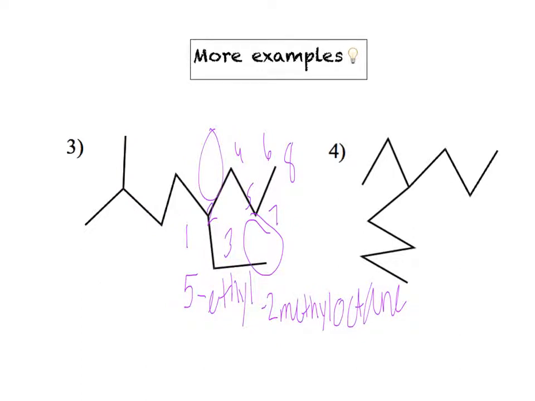In our fourth example, at first glance, this may look like a hexane. But as we stated before, we must locate the longest carbon chain in the alkane. Here is the longest carbon chain located in this alkane. When naming, we will say that this is 4-ethyl octane because there is an ethyl group located on the 4th carbon.